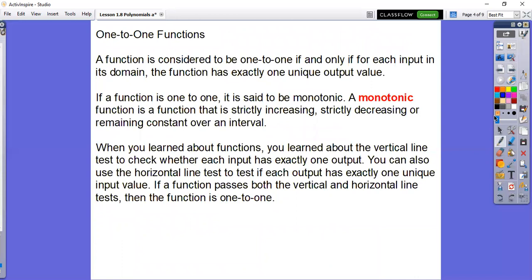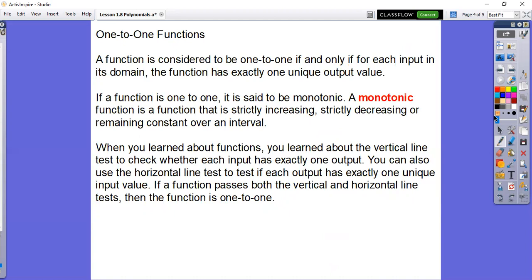So we're going to talk about one-to-one functions. One-to-one functions are functions where over an interval, each input has exactly one unique output value. What that means is none of the output values repeat either. So if a function is one-to-one over an interval, it's said to be monotonic, which means over that interval, the function is strictly increasing or strictly decreasing.